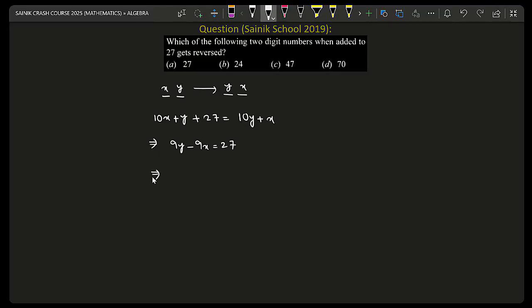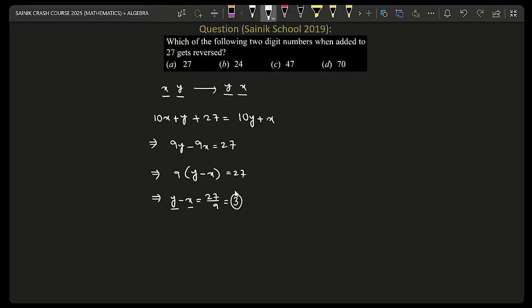Now what can be taken common from the LHS? So 9 can be taken common. 9 times y minus x is equal to 27. Now, what is the duty of 9 here? Multiplication. If you transpose it, it will divide. So y minus x is equal to 27 by 9. What is 27 by 9? 3. That means y and x are digits and the difference between the digits is 3. So can you tell me two digits whose difference is 3? There are many digits. Can you tell me one pair?